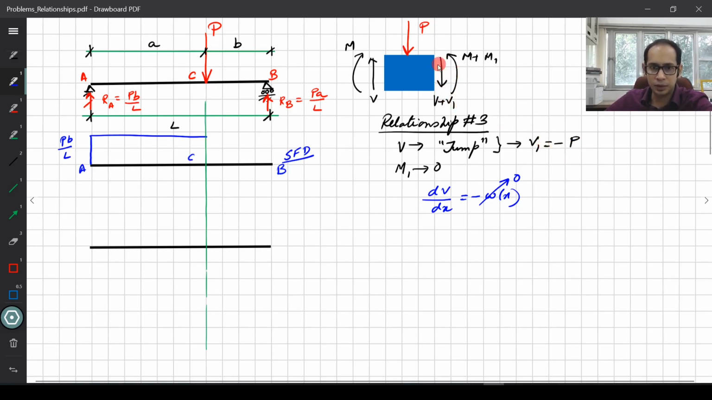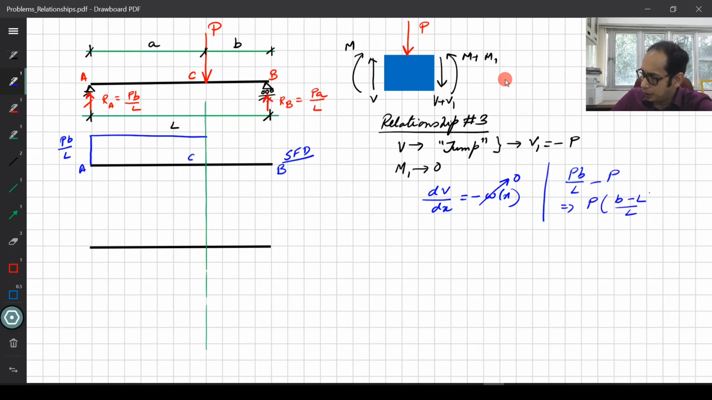minus P. So here just when you go to the right hand side of P, whatever shear was there, the shear just to the right becomes V plus V1. So here already at V, I had a value of PB divided by L. So it is going to be PB divided by L minus P, because V1 equals minus P, right? So the shear just to the right will be PB divided by L minus P, which you see comes out as P times B minus L divided by L, which is equal to minus PA by L, because B minus L is the total length over here.